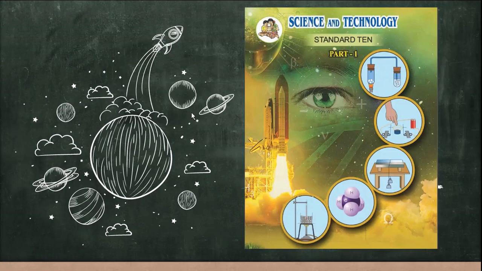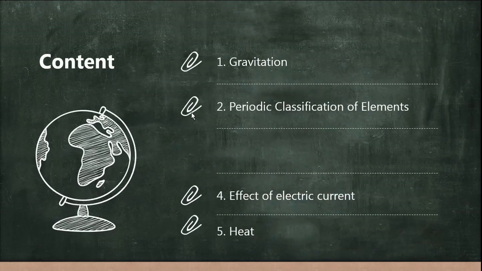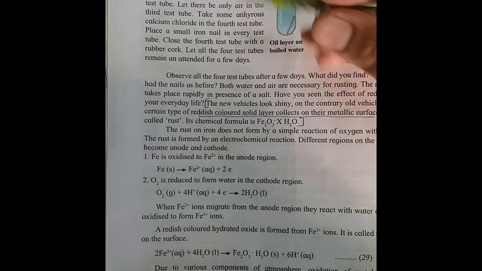Good morning, friends. Today we are going to discuss the third topic from Science and Technology Part 1, chemical reactions and equations. Today our point of discussion is corrosion.